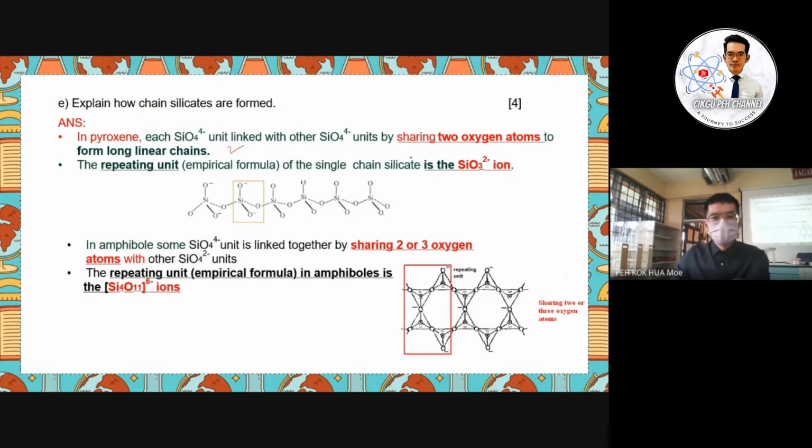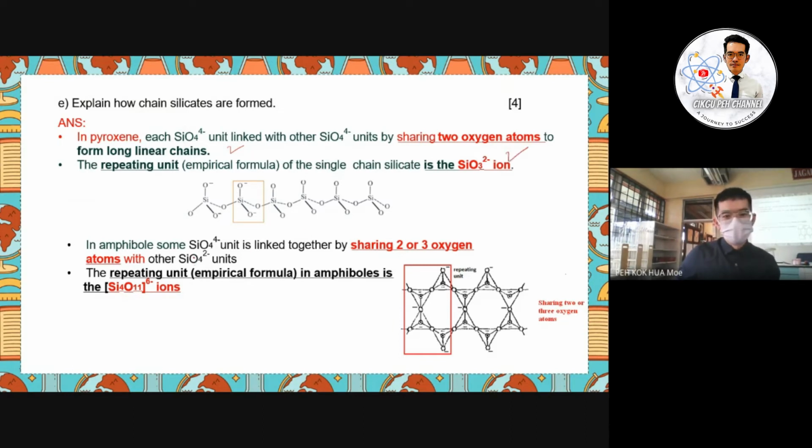And another 2 marks we have to discuss regarding the formation of the double chain silicate, amphibole. The amphibole will be formed by some of the SiO4 4- units linked together by sharing 2 or 3 oxygen atoms, and the repeating unit will be Si4O11 6-. So that means sharing 2 or 3 atoms for the single chain, 1 mark, given the repeating unit, 1 mark.